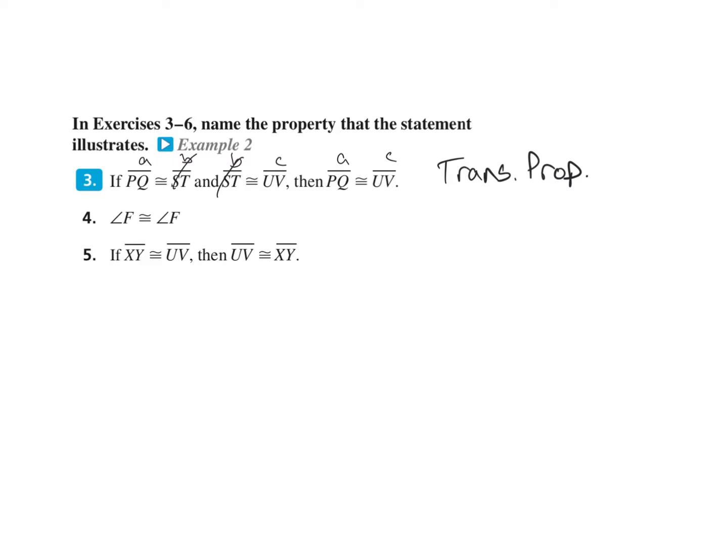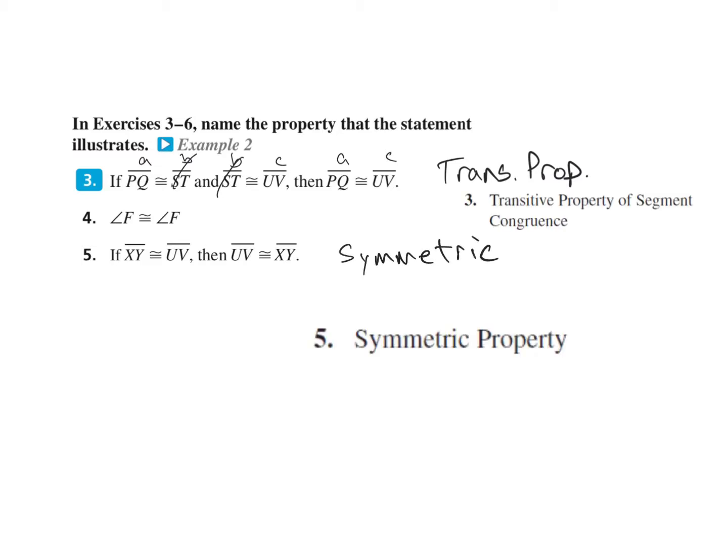Okay, let's keep going with number 5. And we have XY is congruent to UV, then UV is congruent to XY. So they go back and forth, and remember, it's not reflexive, it's not equal or congruent to the same thing, it's congruent to something else. They just changed the order. So therefore, this is the symmetric property. And there's both of the answers, and that's what we said they were. All right, so let's go on to number 7.